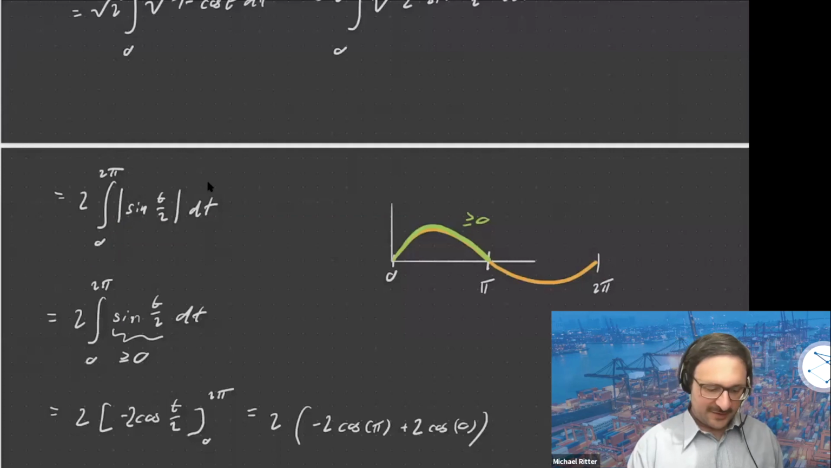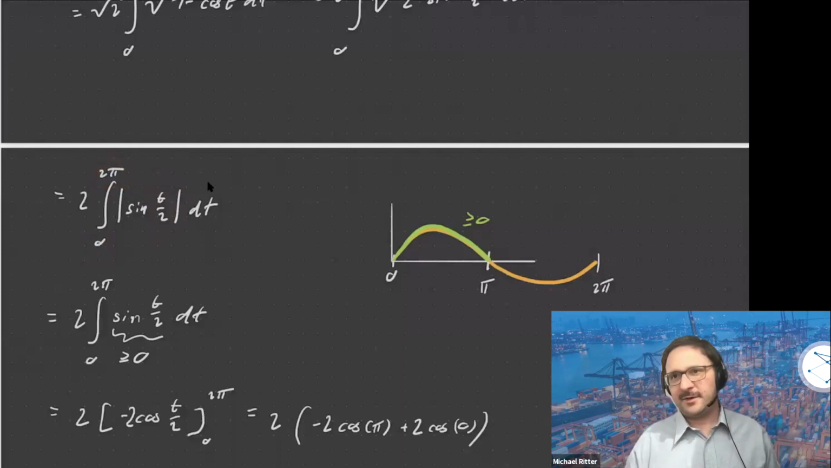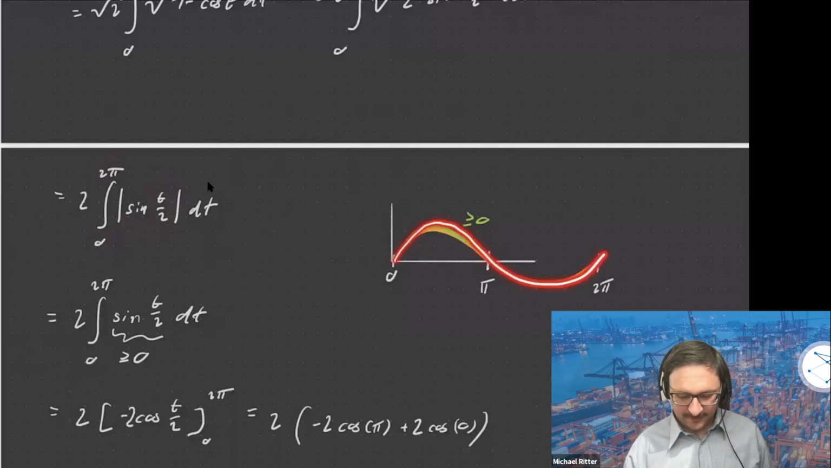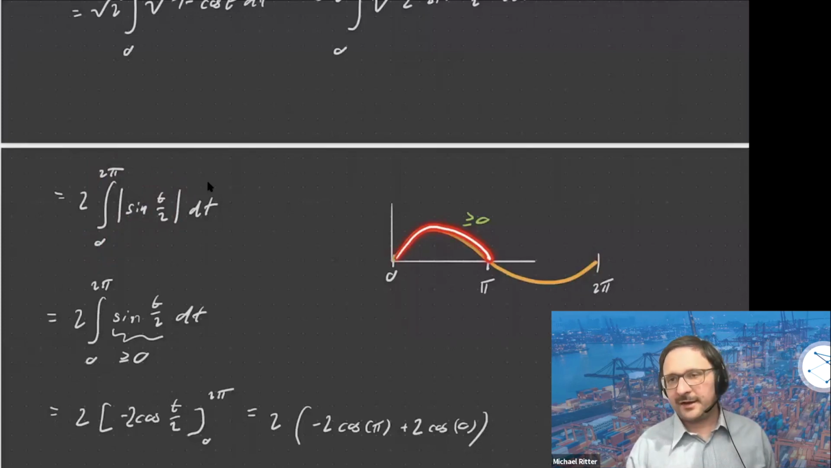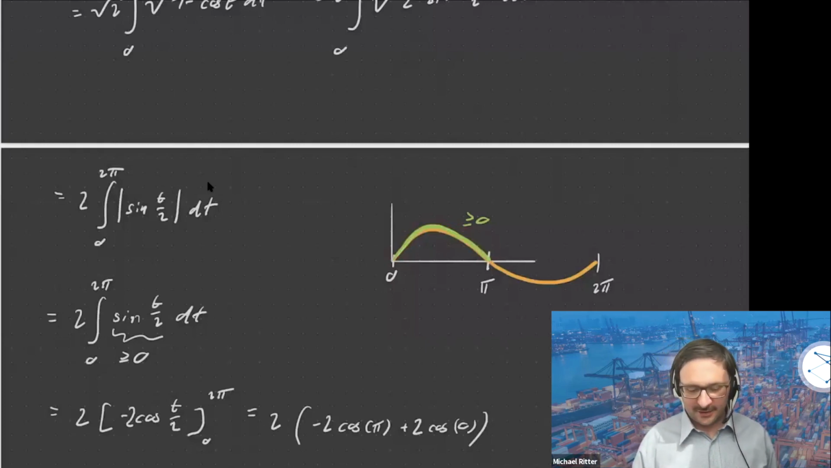So we basically have a sine of a parameter that moves between 0 over 2, which is 0, and 2 pi over 2, that would be pi. So that function is basically the same as the sine of t between 0 and pi. And here's the sine of t. Between 0 and pi, the curve looks like this green one here. So that means that function is non-negative everywhere on the whole domain of integration, right? And that means we can just do away with the absolute value.